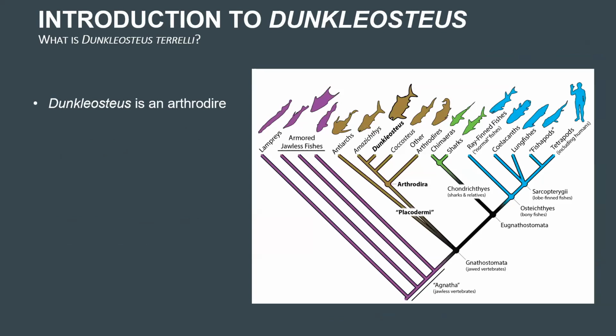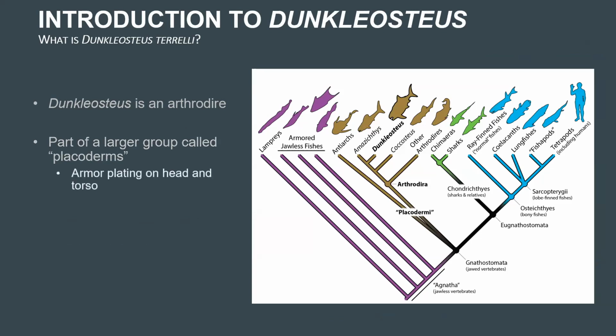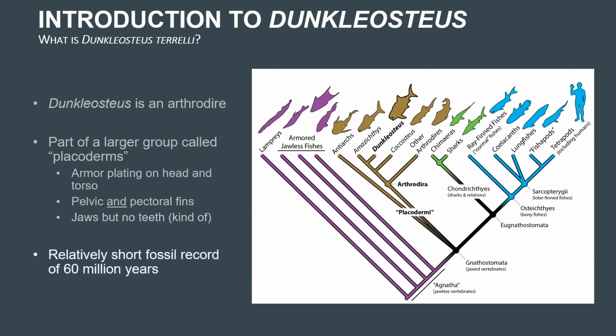So Dunkleosteus is a type of fish known as the Arthrodira. Arthrodires are part of a larger group known as Placoderms. And this is a group defined by several features, and this includes armor plating on the head and torso. They have both paired pelvic and pectoral fins, whereas earlier fishes generally only had a pair of pectoral fins. They have jaws but no teeth, kind of. That's a bit too complicated to get into here. And this group has a very short fossil record of only about 60 million years.